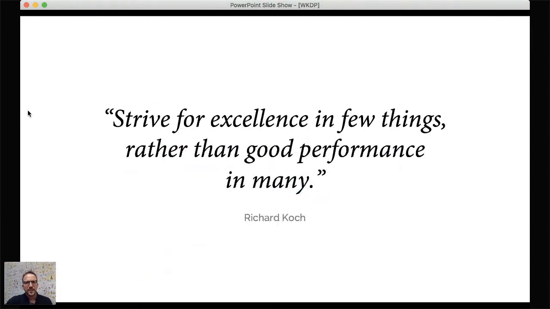And finally, I will leave you with a quote. This is a quote that, of course, is very much in line with the 80-20 rule, but it's something that you can really apply to your own personal life. Strive for excellence in few things rather than good performance in many. That's a good food for thought for today's session.